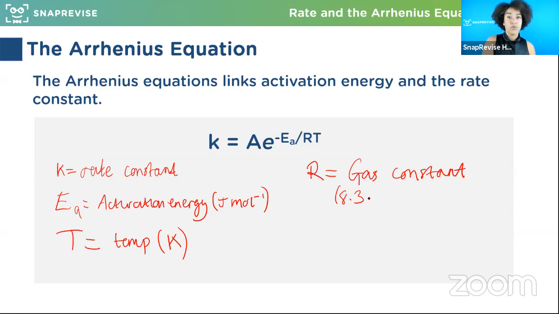So the gas constant will be given in your data sheet, so you don't need to remember it, but I'm going to put it, and it's also usually in joules per Kelvin per mole. So all you have to do is make sure that your units are matching the gas constant that's given in your data sheet, and you'll be fine.